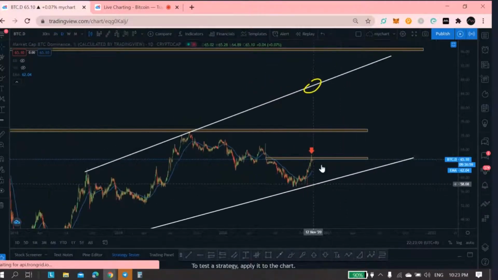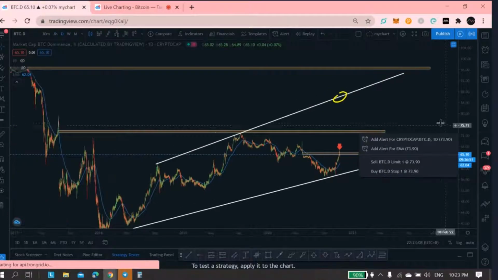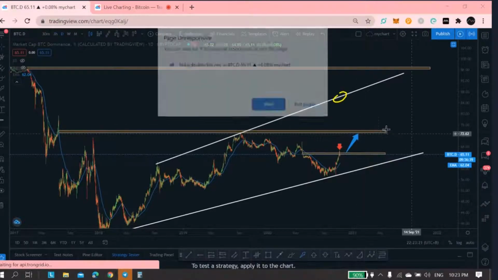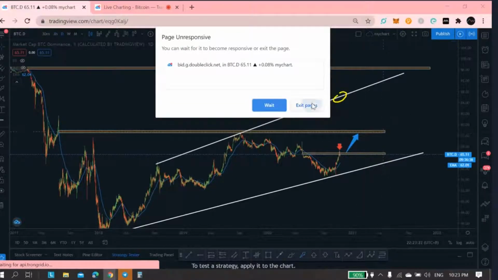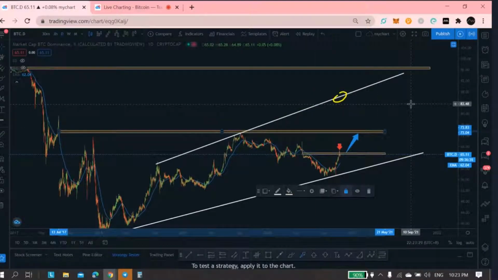So I'm expecting it again to retest that. And this time I'm expecting it to possibly retest this area and possibly fill this gap. This is actually close to around the 74 area.